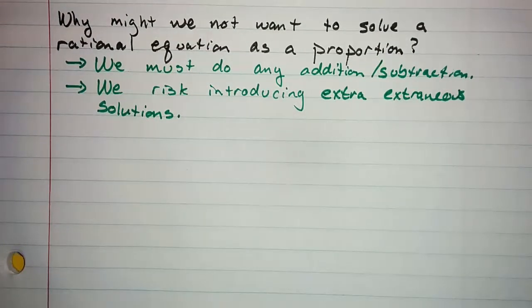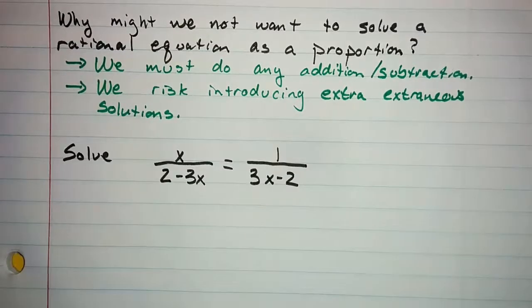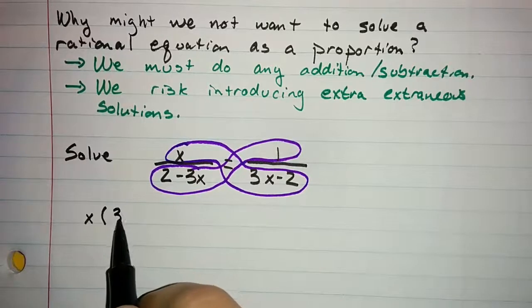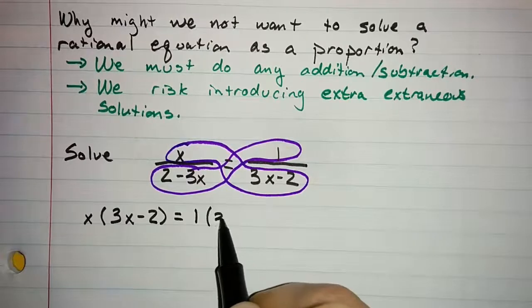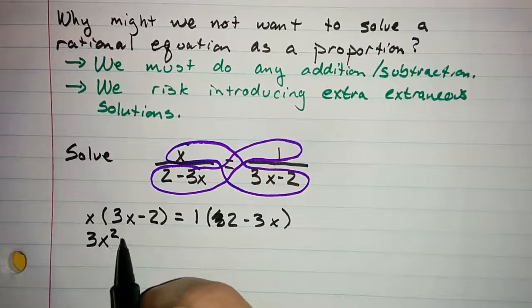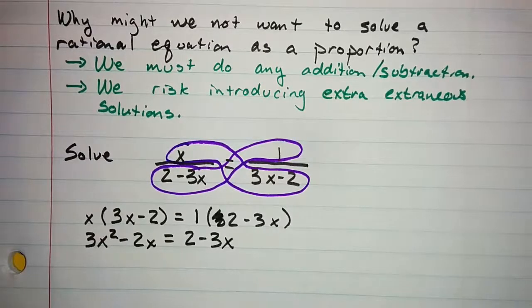Let me show you an example of this. Let's suppose we want to solve this rational equation. This is a proportion, and so if we really want to, we can solve it as such. Our cross products will be x times 3x minus 2 equals 1 times 2 minus 3x. So simplifying, 3x squared minus 2x equals 2 minus 3x.